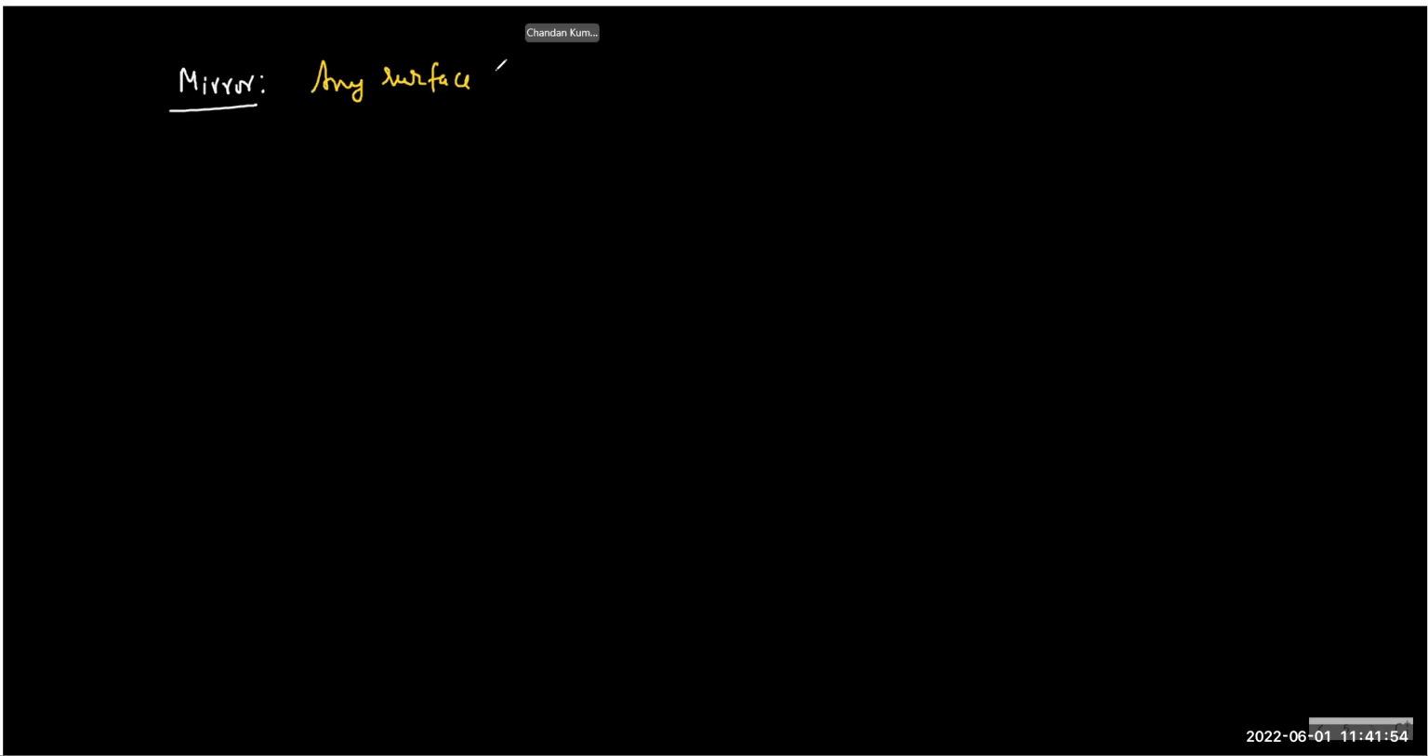So any surface which can throw back, either partially or fully, the incident energy is called a mirror. In fact, your dish antenna. So you might have seen the dish antenna.